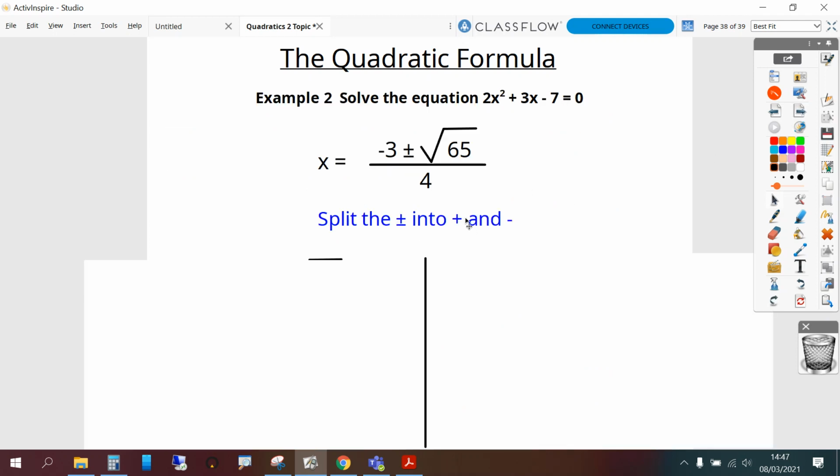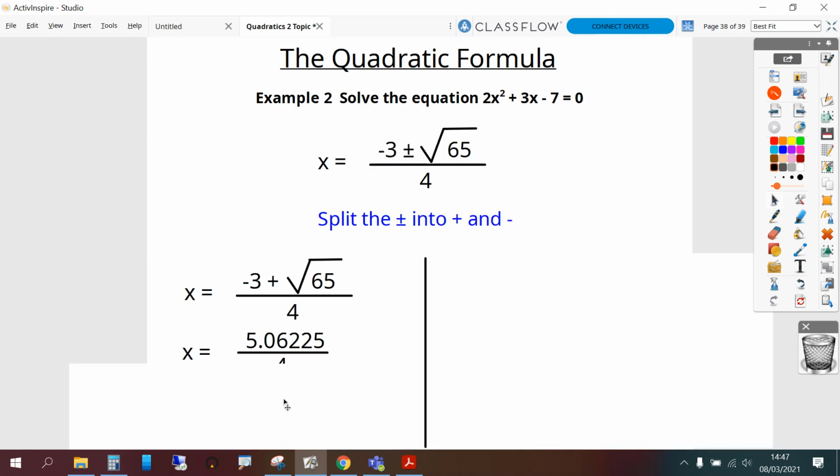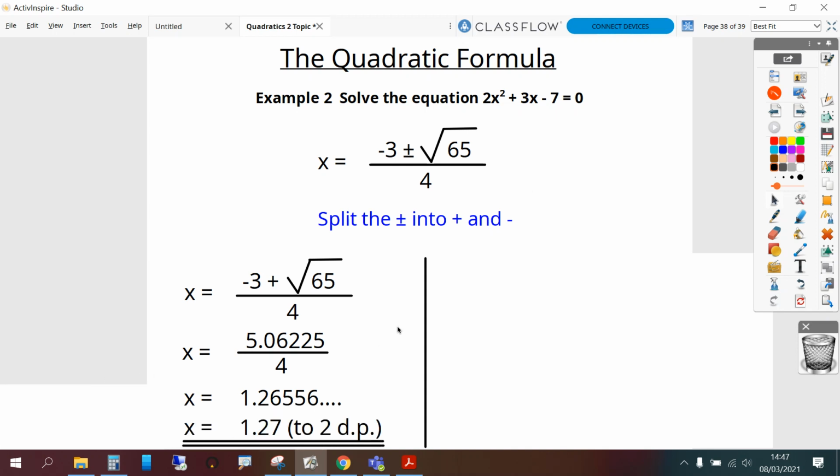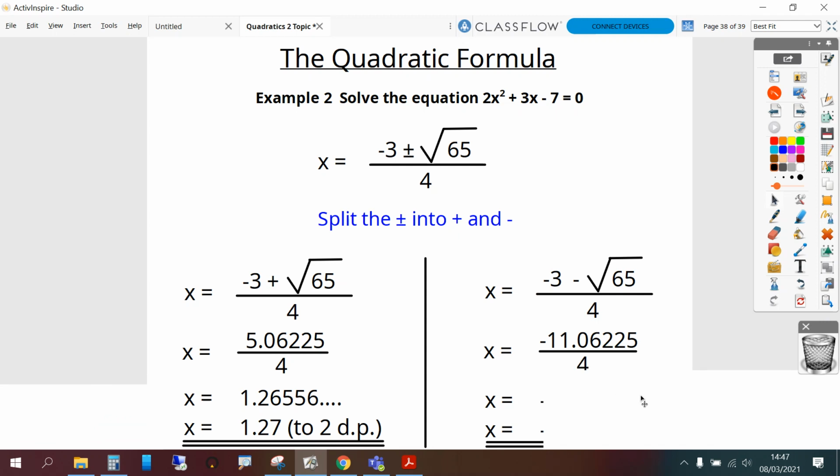Then splitting this into plus and minus, we get 1.27 for the plus, and we get negative 2.77 for the minus.